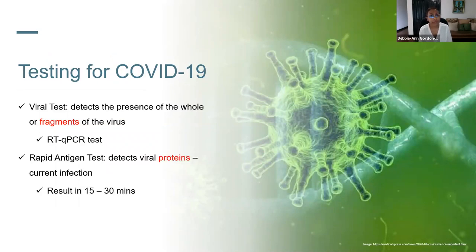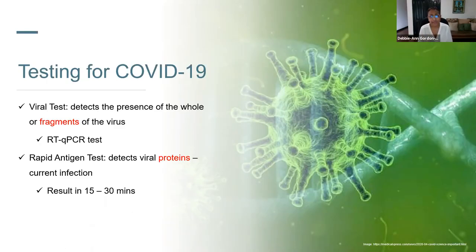Another test you've probably been hearing a lot about is a rapid antigen test. This is also a test done on nasopharyngeal or nasal swab samples. In this case, the test detects viral antigens or proteins. Basically, if the virus antigen is present in high enough concentrations, then it will bind to a paper strip that is enclosed in a plastic casing and generate a signal that you can see, typically within 30 minutes.